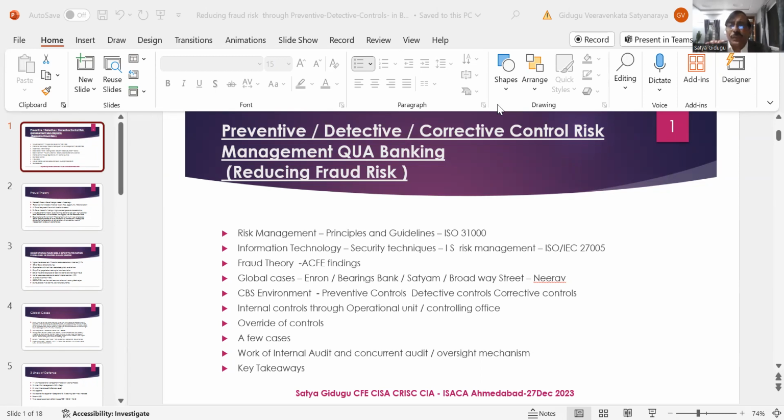So if we understand these basic principles precisely and use them in our work life, we can add value to our organizations and understand risk better, and we can minimize the risk and maximize the profits of our organization. So I request your good selves to go through the risk management principles and guidelines, the ISO 31000 document.